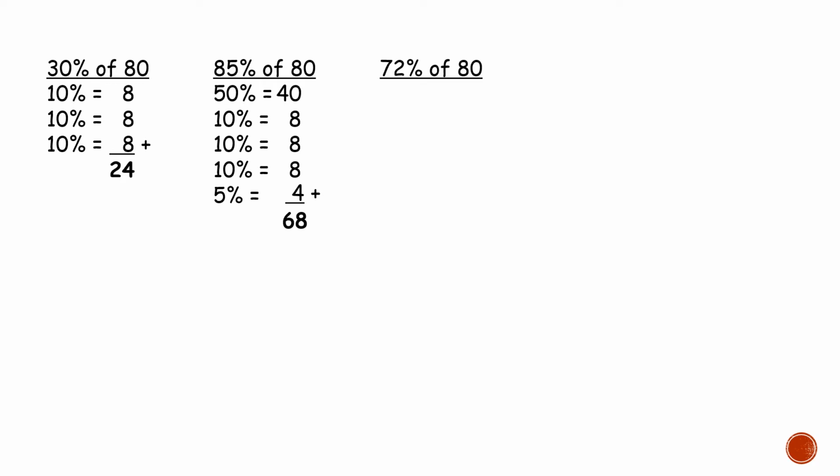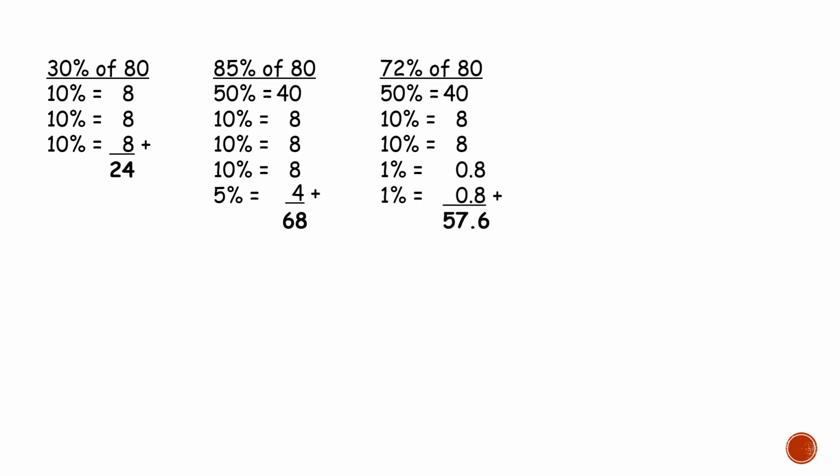Another one to try is 72% of 80. So have a little think by yourself and then we'll go through the answers. So we'll find 50% again, which is 40. Then we'll do 10% and 10%, and now we need 2%. So remember, to find 1%, we're going to divide it by 100, which would give us 0.8, and then we need 2% of that. So we're going to add all of that together, and that will give us 57.6.